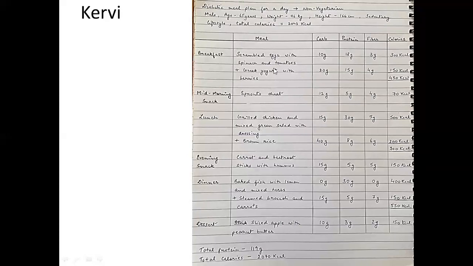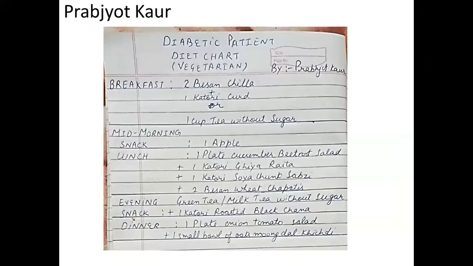Here in non-vegetarian diet, portion control has to be done to reduce the calorie intake, to target a calorie intake of 1600. That is also fine with non-vegetarian diet. Next is given by Prabjot Kaur.